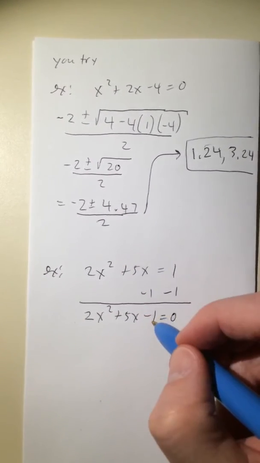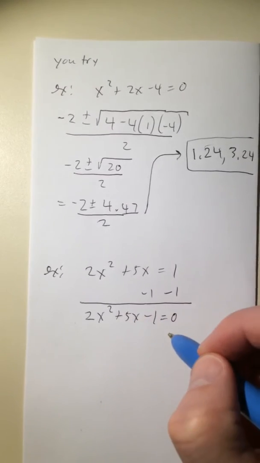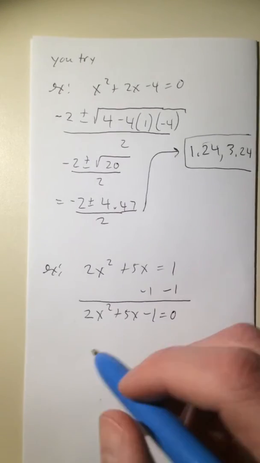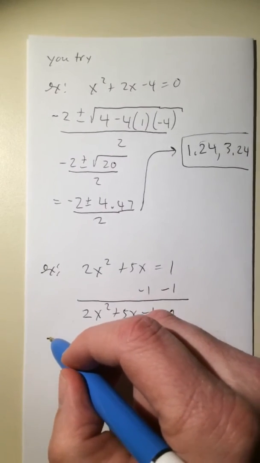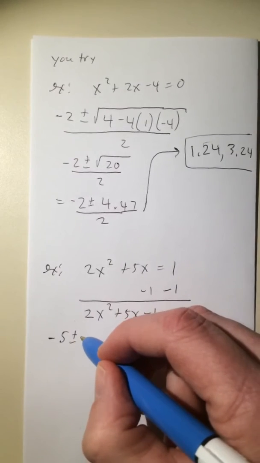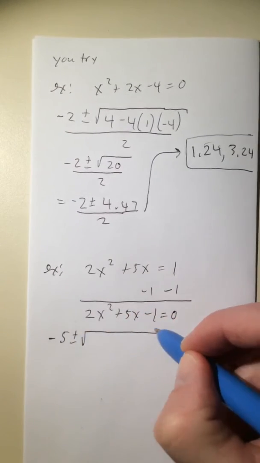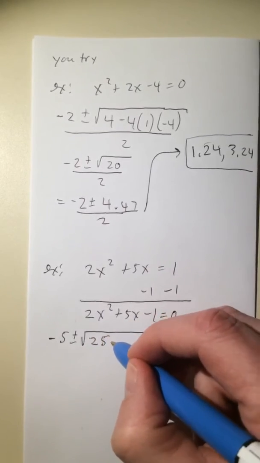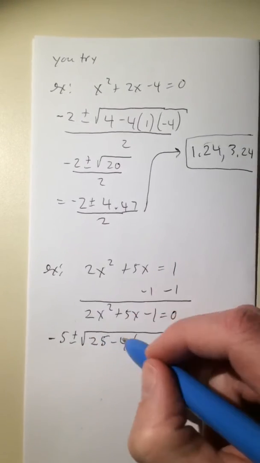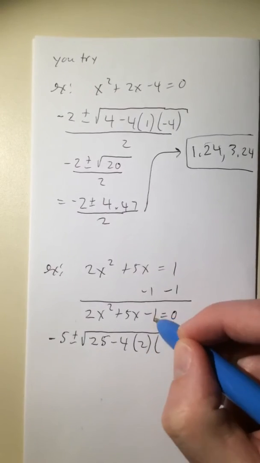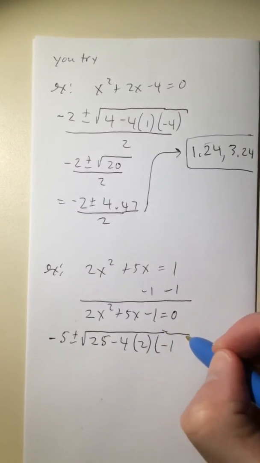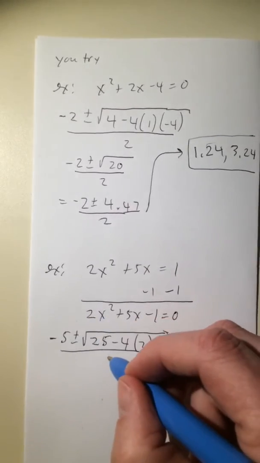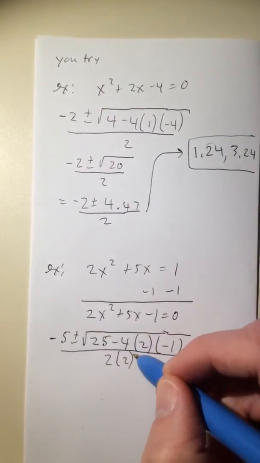And of course, these aren't like terms, so we can't really do anything about those, so we just leave them separate. And then we have a is 2, b is 5, c is negative 1. And we just rip those right into the formula. So we got negative 5 plus or minus the square root of b squared, which of course is 25, minus 4 times a, which is 2, times c, which is negative 1. All of that is going to be over 2 times a. In this case, a is 2, so we got 2 times 2.